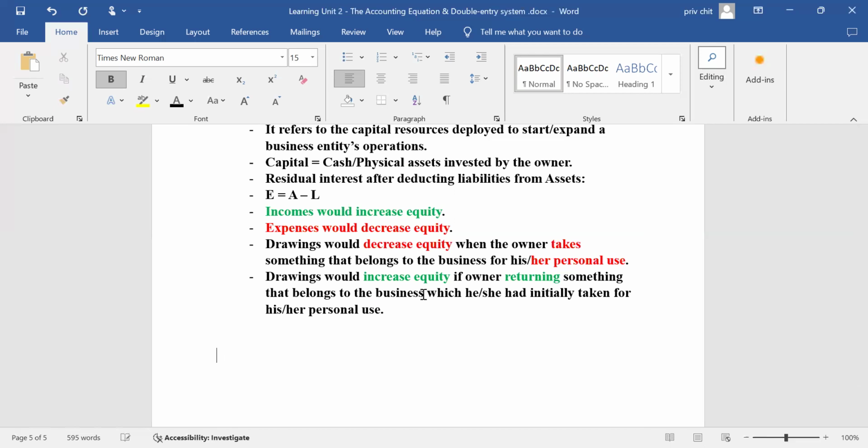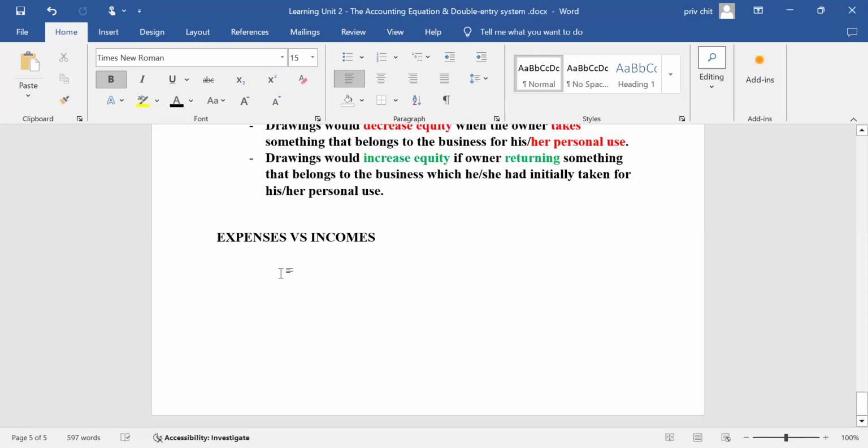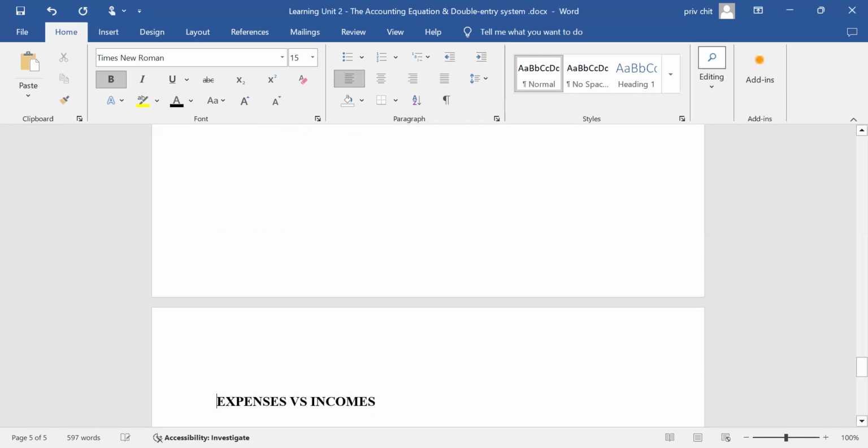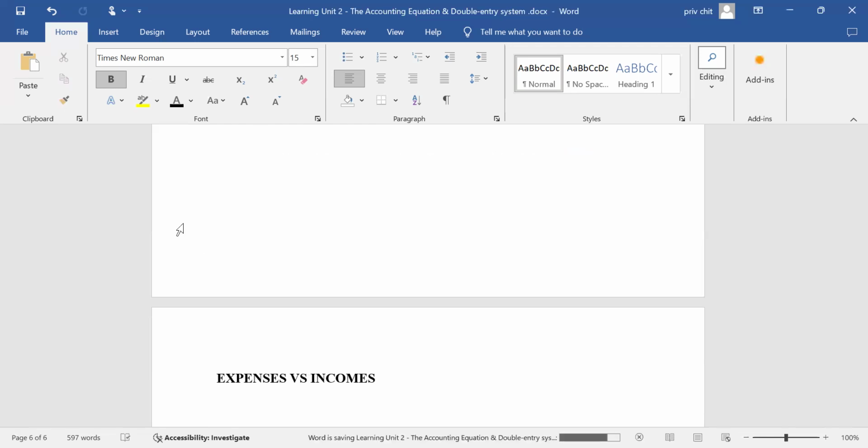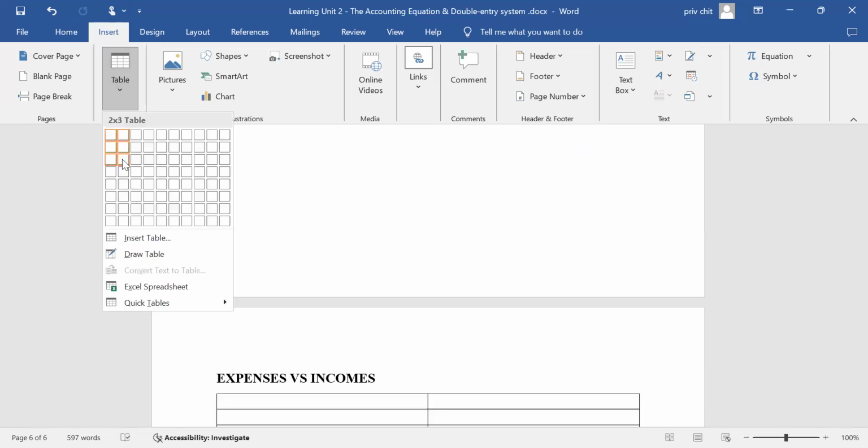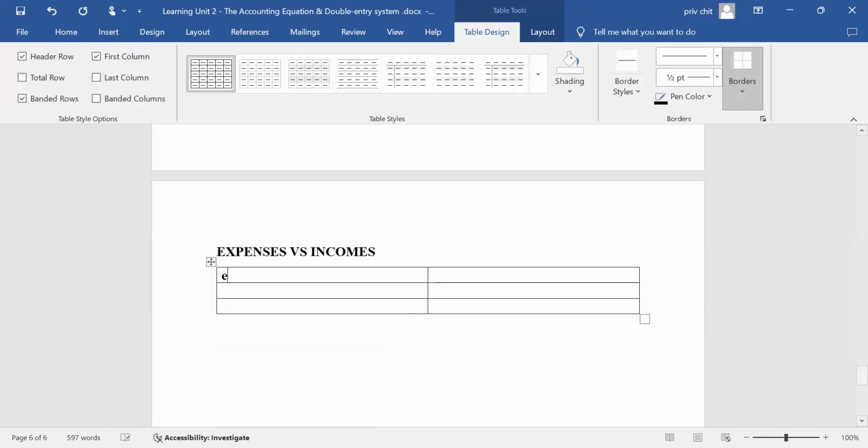Right, so expenses versus incomes. To explain these two, I'm going to draw some sort of table so that you can understand the differences between those two, right? On the one side, I'm going to be explaining about expenses. On the other side, talking about incomes. Now, expenses, young man, these are costs of running the business. Are we together? Yes.